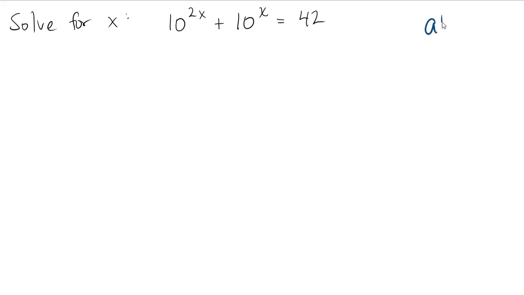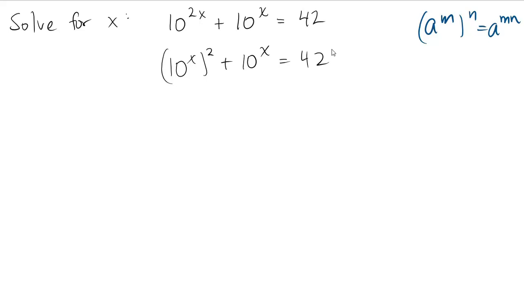Recall that a to the m raised to the n is a to the mn power. Reading that from right to left, it says if you have multiplication in your exponent, you can rewrite that as a power to a power. So I'm going to rewrite that first term as 10 to the x squared, and now both of my terms on the left are in terms of 10 to the x.